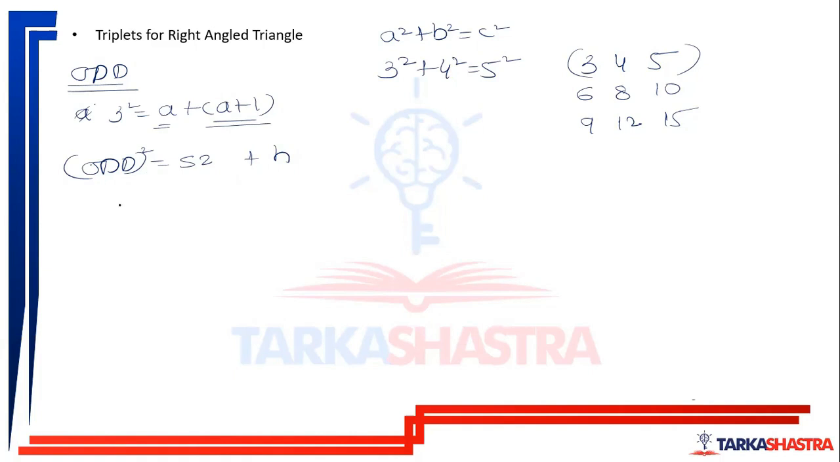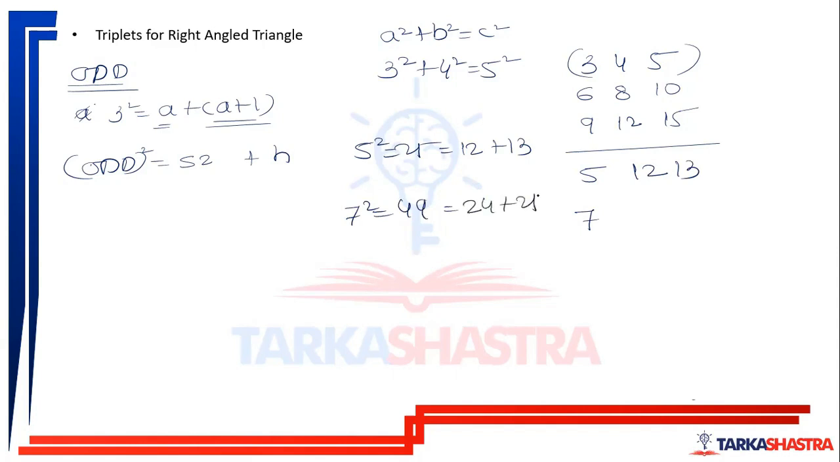Correct. For example, if you take 5 as the smallest side and want its Pythagorean triplet, 5 squared is equal to 25. The middle points of 25 come to 12 and 13. So 12 and 13 are the two other sides of that Pythagorean triplet. If you want to take 7, what is 7 squared? It is 49. Which two values will add up to 49? 24 plus 25. So 24 and 25, this is another Pythagorean triplet.